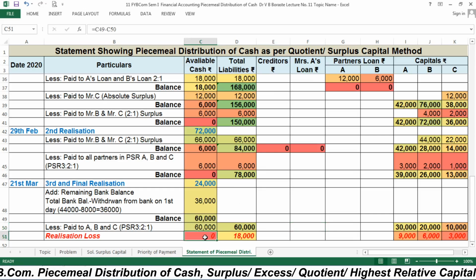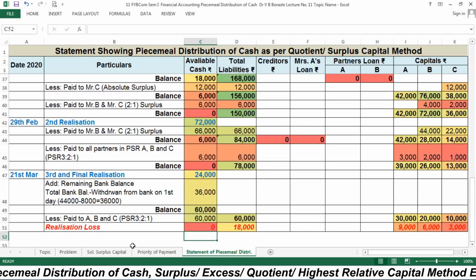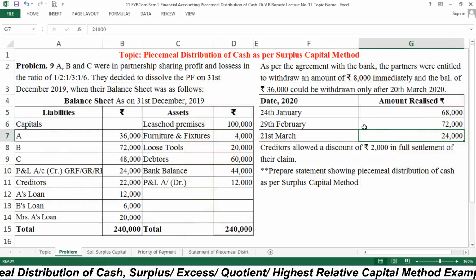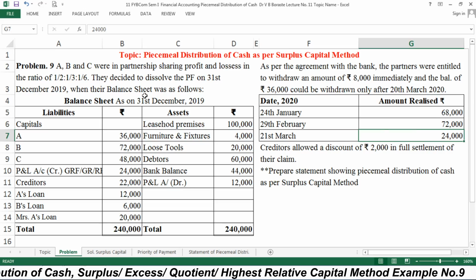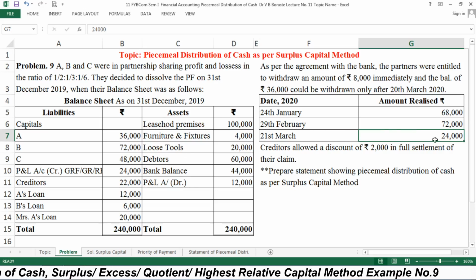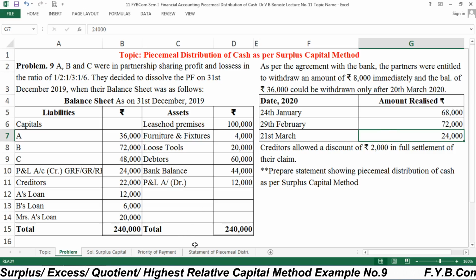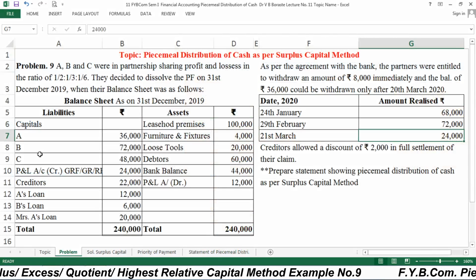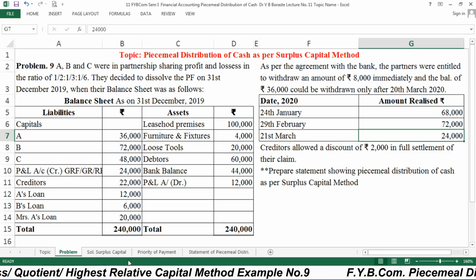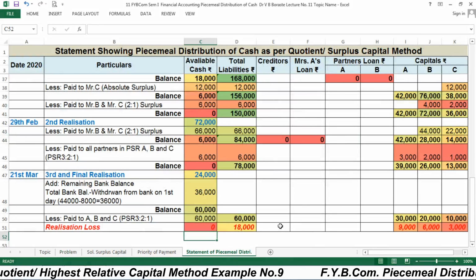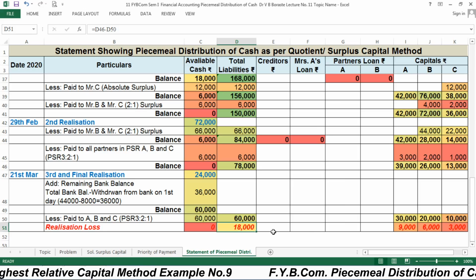Now we don't have cash in our hand. That means our cash is finished, and in this example there is no realization left. All the realizations have been finished. That means by selling all these assets we got these three realizations, and after this we paid all the liabilities which were given on the liability side. After the payment of all the liabilities and partners' capital, we still have to pay 18,000, but we are unable to pay. Now we don't have cash.